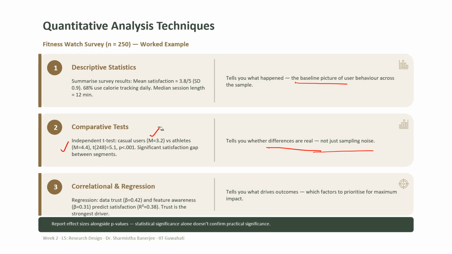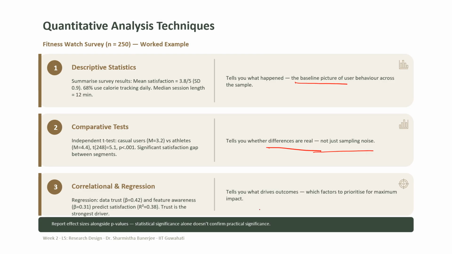So my athletes love that particular product because 5 is highly satisfied and it is 4.4, whereas the casual users are at 3.2, which is basically neither like nor dislike, but a little bit more on the like side. Because I got a p value of 0.001, which is less than 0.001, I can say that the differences are real and not just by chance. So if I find another athlete or another casual user, the chances of a similar result is very high.